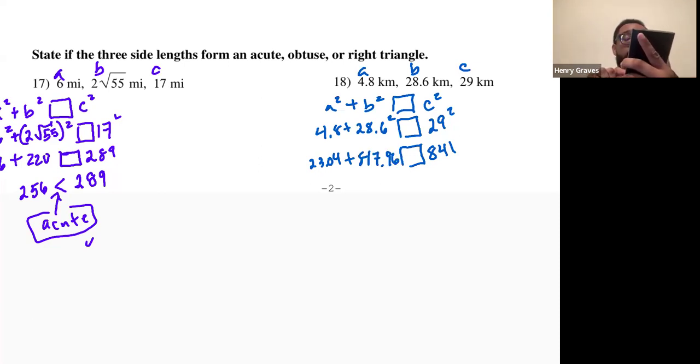I get 841. Oh, I love it. Is equal to. So because it's equal, it's going to be a right triangle. Oh, that's a great way to end the video.